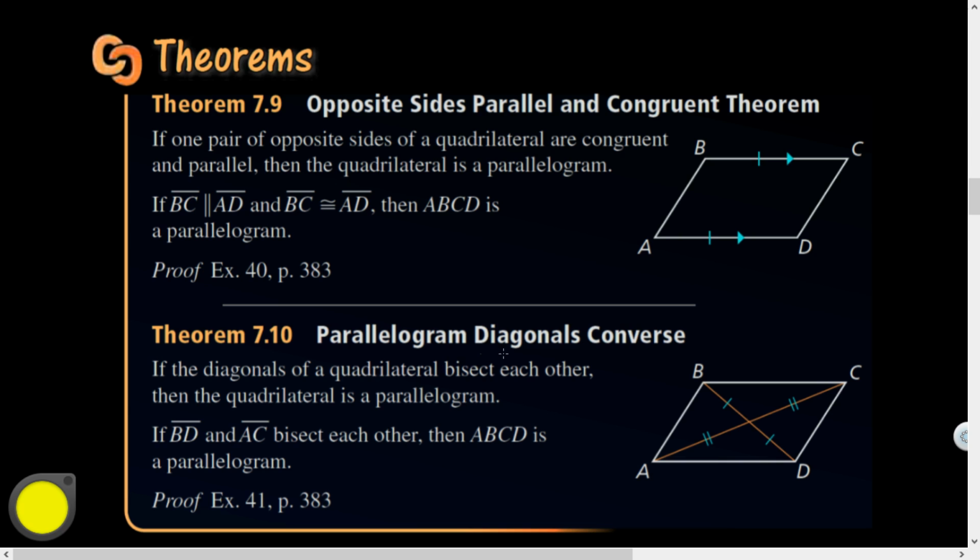And then also we have the parallelogram diagonals converse, that if you have two lines that bisect each other, if you connect their endpoints, those new segments will be not just a quadrilateral, but a parallelogram, right? So once you know these, it's not that bad.